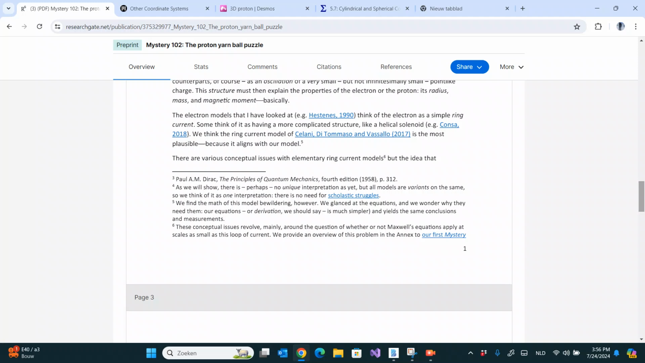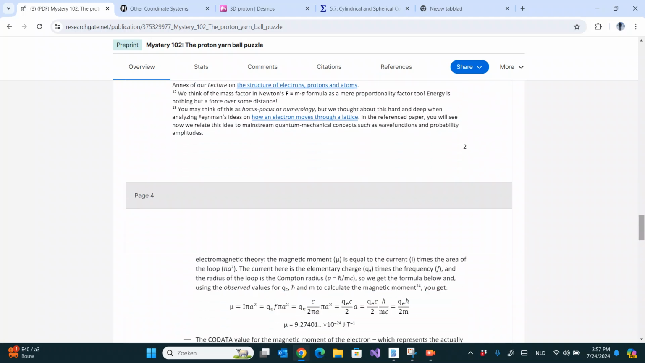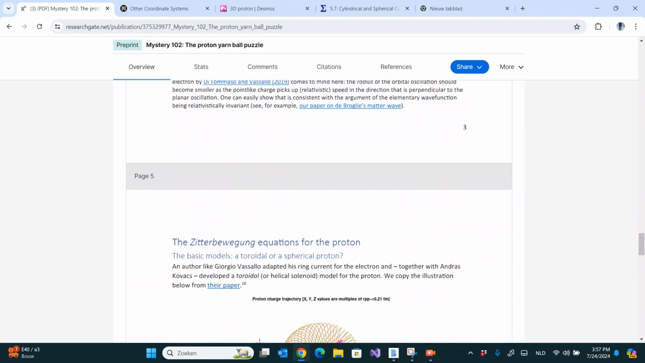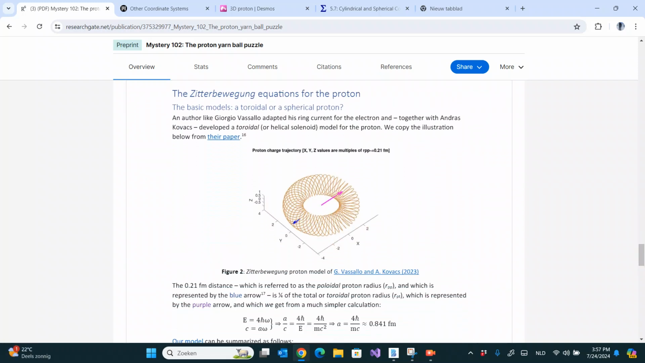But yeah, I explore models that are around. There is a toroidal model rather than a spherical model of the proton, and that's Andras Kovacs and Giorgio Fasallo, someone whom I admire very much, an Italian quantum physicist. So their model works. It's a helical solenoid model. I just don't like it, because you have 2 frequencies in such a model. It doesn't give you something that is consistent with the packing models inside of nuclei, based on experiment, at least that's what I gather.